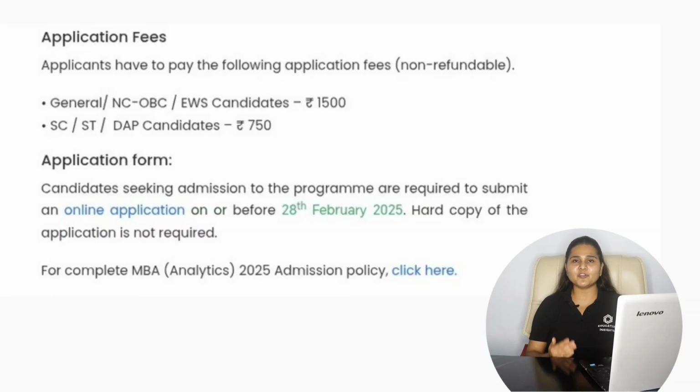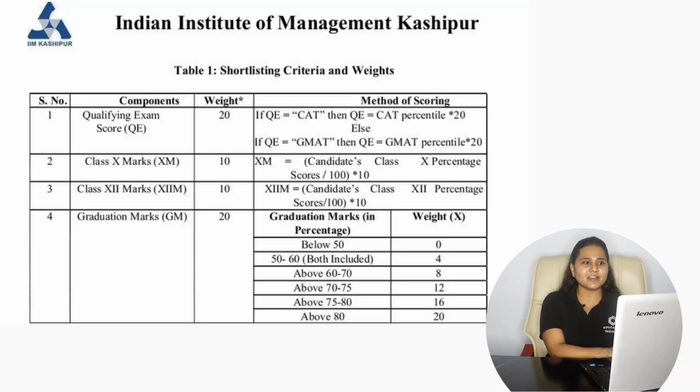If you want to apply for this program, you need to apply before 28 February 2025. And if we consider the overall application fees, for the general, NC/OBC and EWS candidates, the fee is 1500 rupees, and for SC, ST and DAP candidates, the fee is 750 rupees. Now, if we consider the overall selection process, there are two stages.